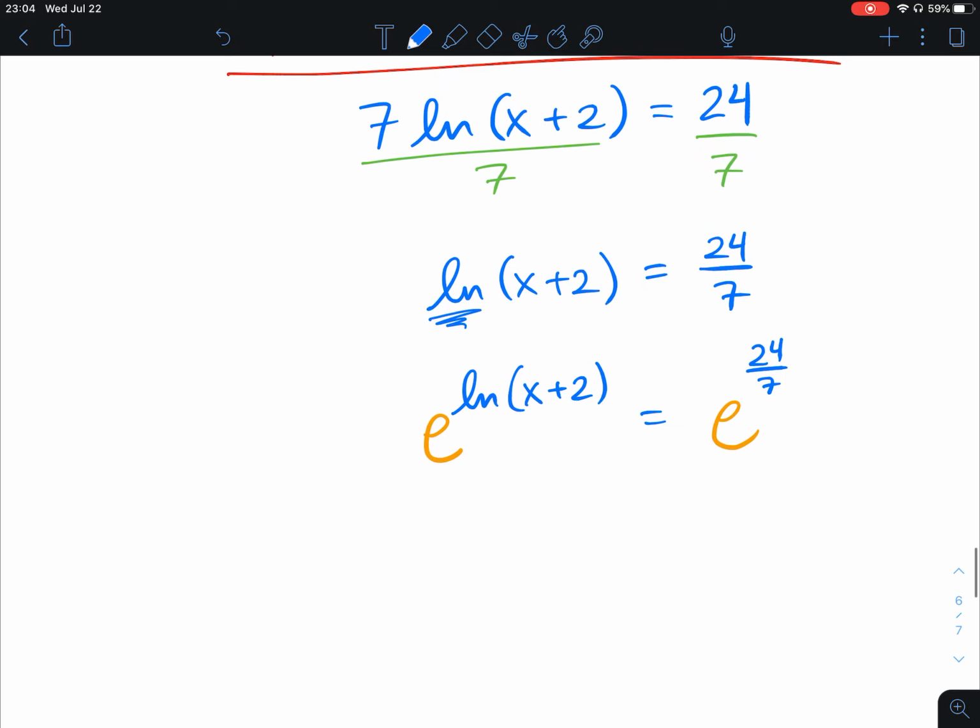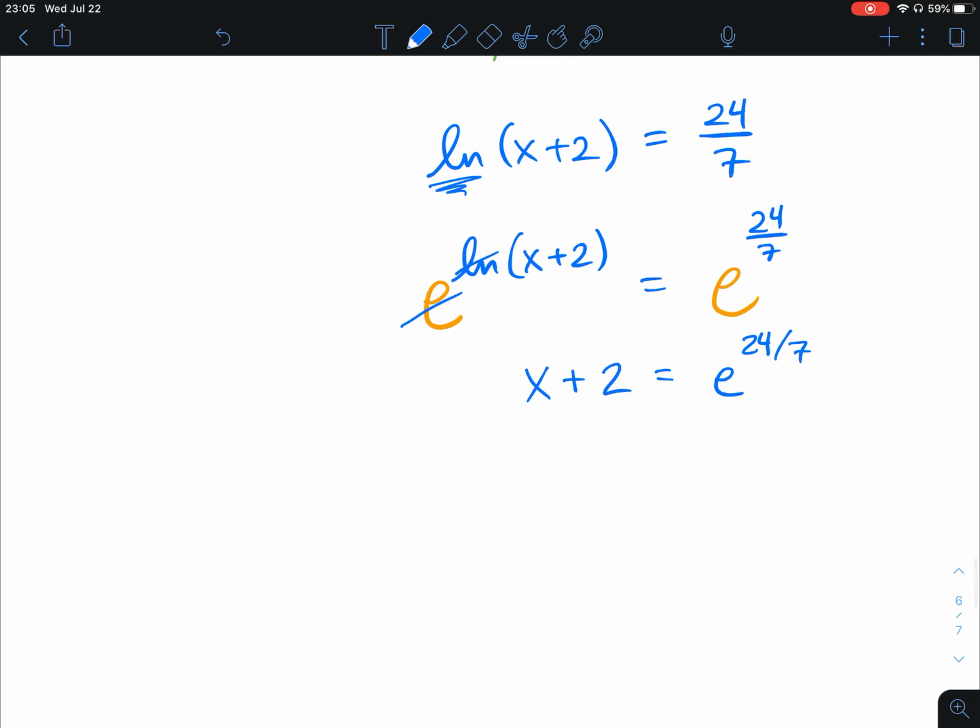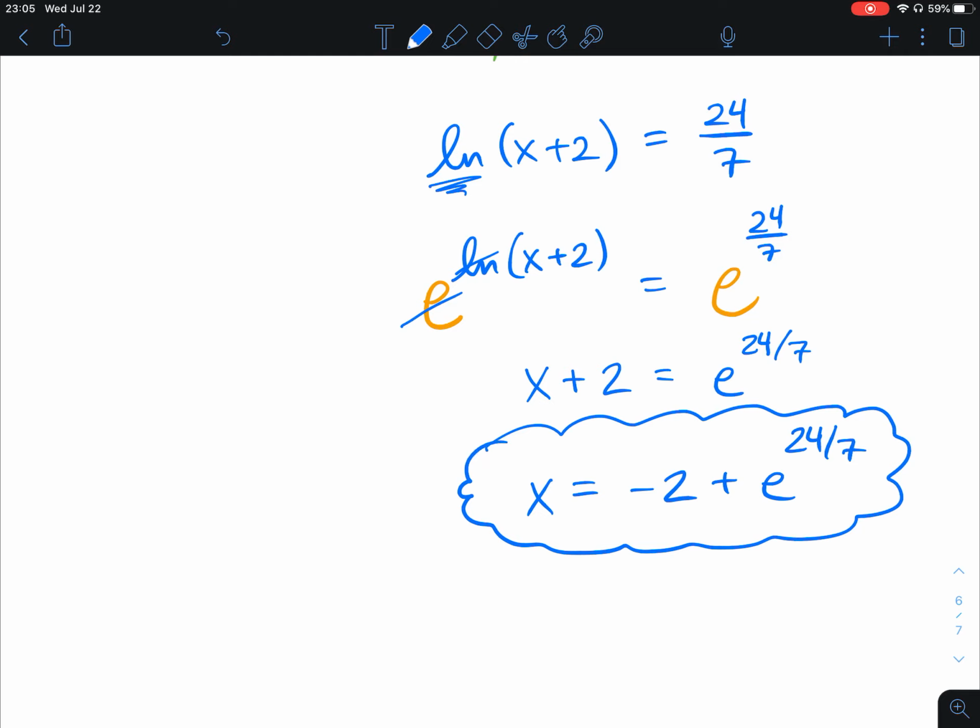And when we do that, again, our knowledge of inverses helps inform us that on the left-hand side, e and ln cancel, leaving just x plus 2. On the right-hand side, we have e to the 24 over 7, whatever that is. I'm not stressed about getting a decimal form because I'm finding all our solutions exactly in these problems. So real quick, we'll just subtract 2 from both sides. And negative 2 plus e to the 24 over 7 would be our exact solution to this equation.